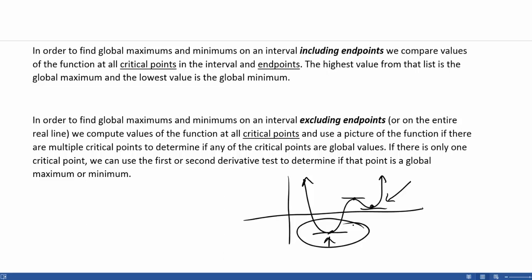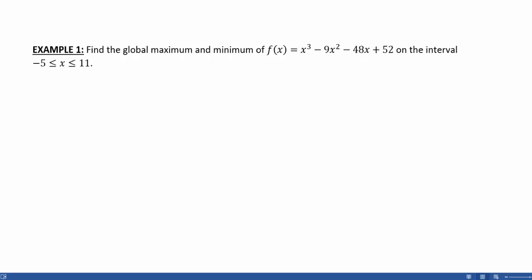Now, let's look at some examples of how we're going to compute these in various ways that we're going to look for global maximums and global minimums of different functions. Example 1. Find the global maximum and minimum of f of x equals x cubed minus 9x squared minus 48x plus 52 on the interval -5 to 11. So again, here we have a case where we have endpoints. Our function is restricted to the domain listed here, so we can only consider what's happening between x equals -5 and x equals 11. So we know that we're going to have to use those endpoints, -5 and 11, for our consideration, but we also need the critical points.